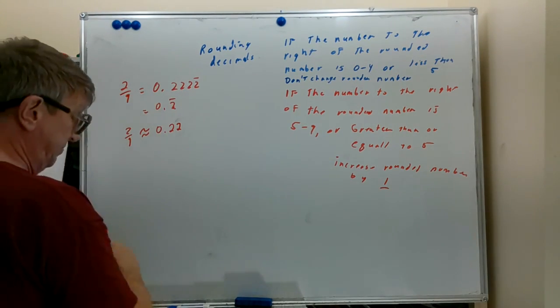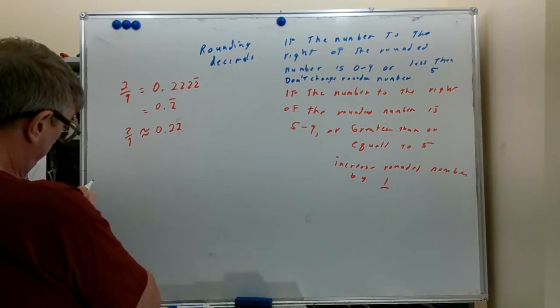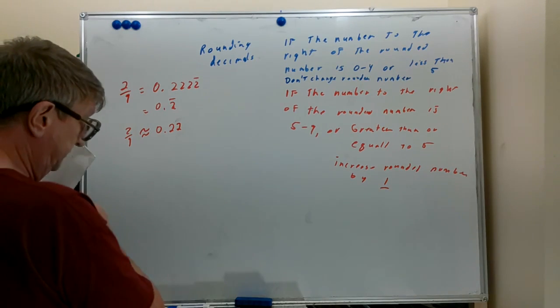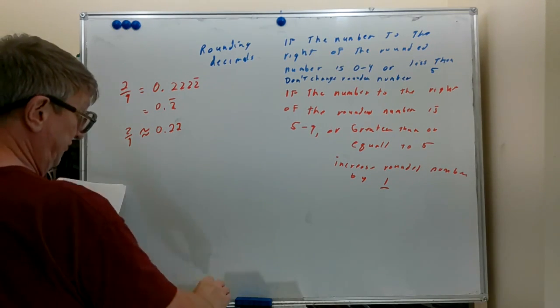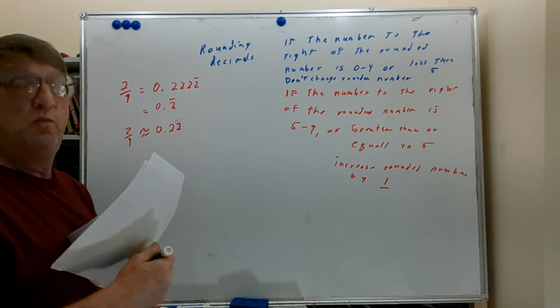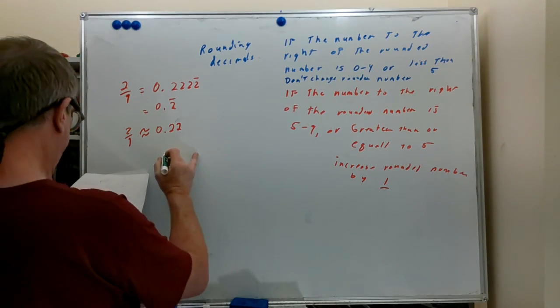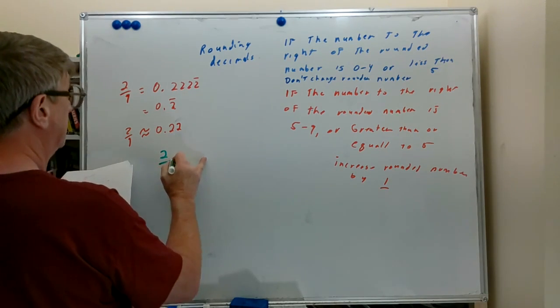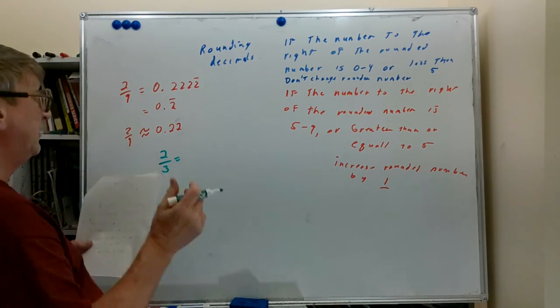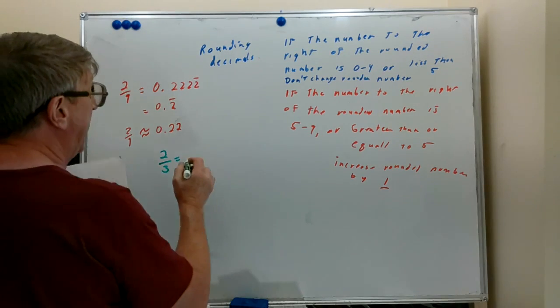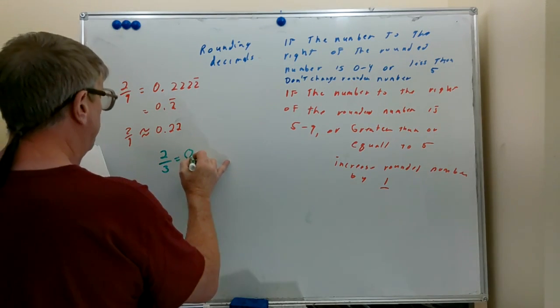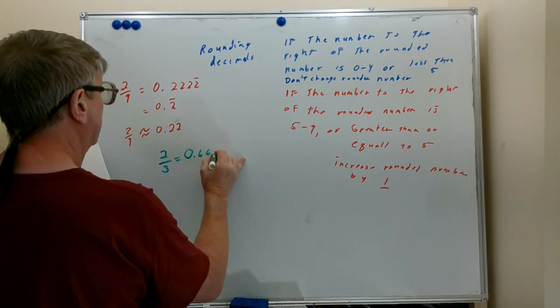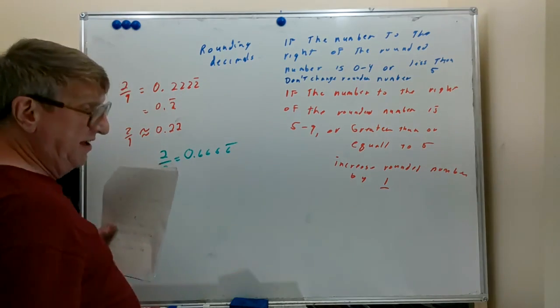Let's do another example here with a fraction. I'm going to try to do these examples and make sure you understand why we're doing each of them. Let's do 2/3. Now if you divide out 2/3 on your calculator or by hand, either one, you'll find out it goes 0.0666 and repeats indefinitely.